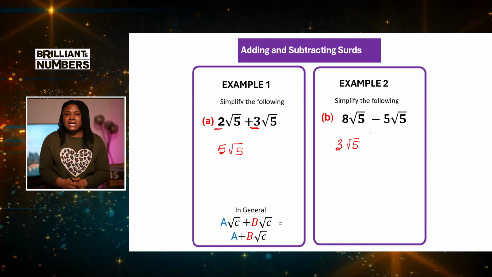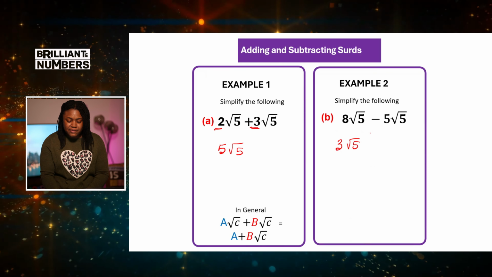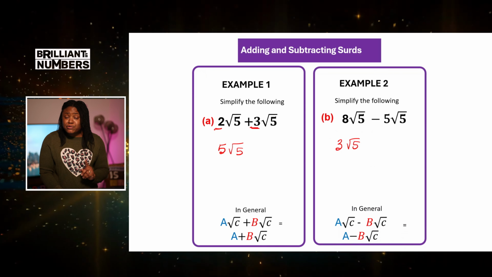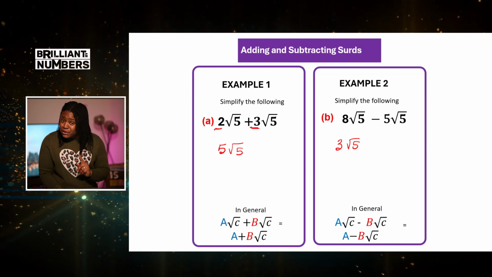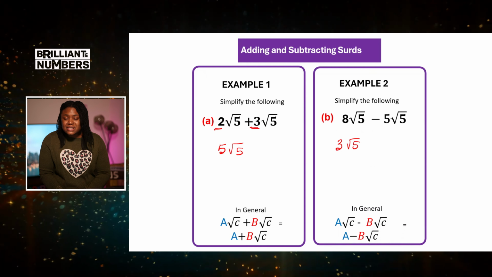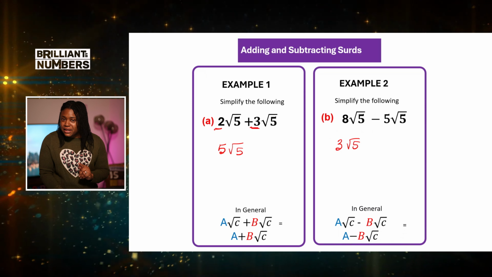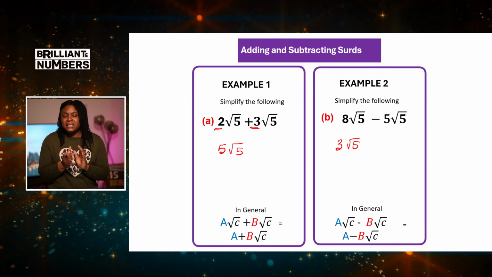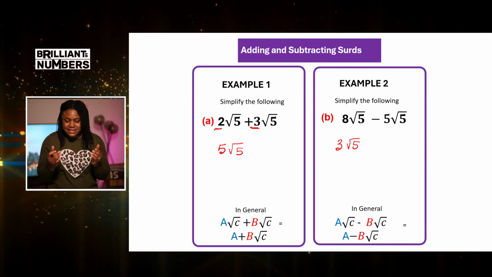So the answer is 3 root 5, and a generalization here is that A root C take away B root C will always be A take away B root C. Common root will be our answer without repeating.